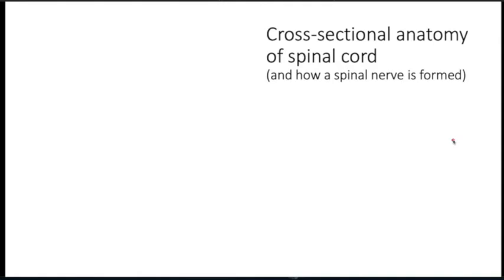I usually tell students that they should be able to make this drawing in their sleep. Not really going to ask you to do that, but I do recommend that you try drawing it because we're going to end up seeing it a few times for the rest of this unit, Unit 3. And that is cross-sectional anatomy of a spinal cord.